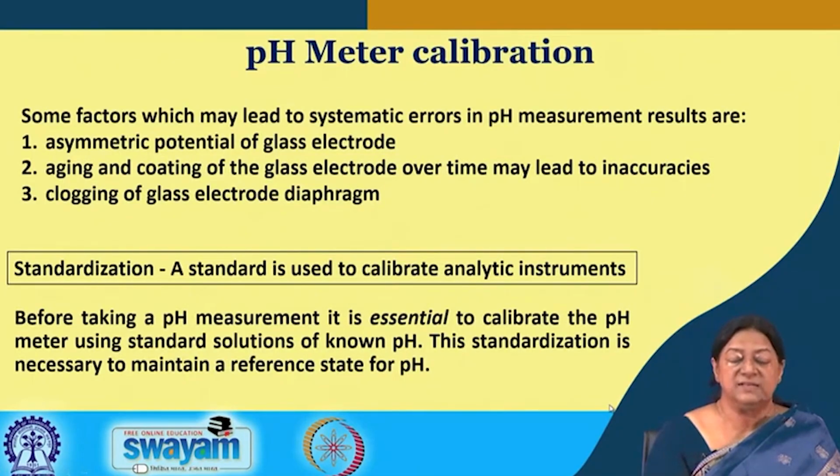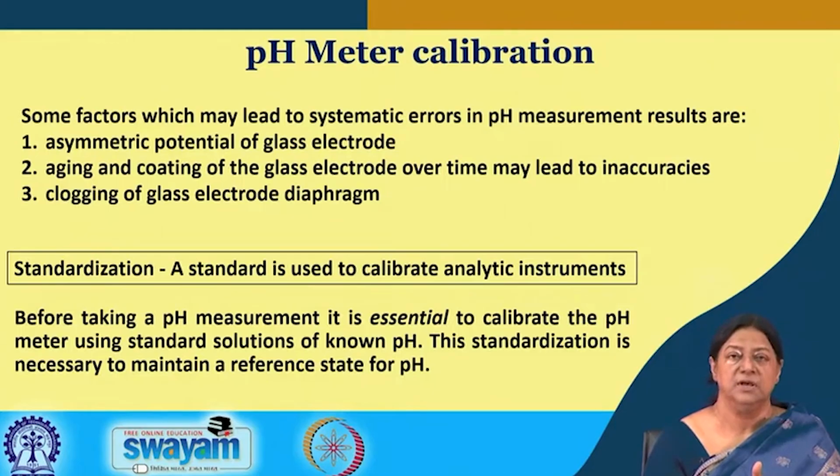The factors that sometimes can lead to improper pH measurements are if the glass electrode is not stored properly, if the glass electrode is old or there is coating on the glass electrode, and clogging of the glass electrode diaphragm. So, it does not measure the change in the hydrogen ion concentration, and because of this it does not measure a change in pH.